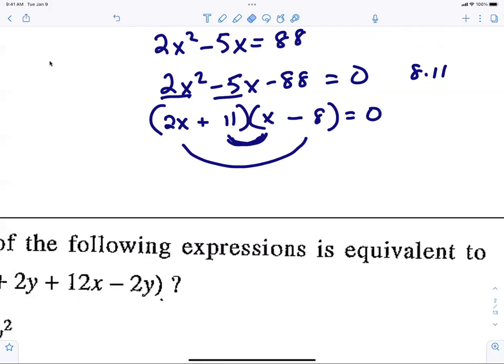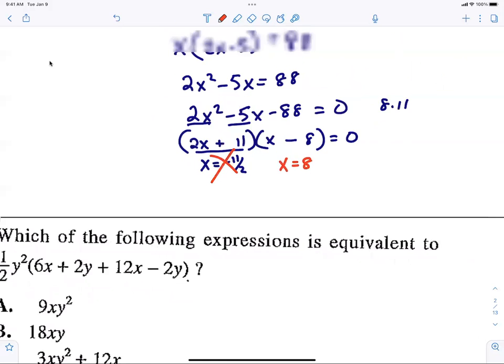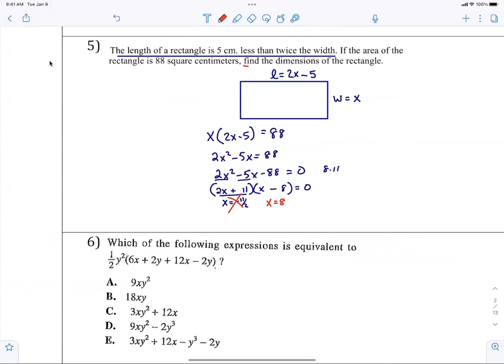Now, of course, you just solve this out. Again, I'm expecting everybody to just look at this and say x equals, what does x equal from this equation? Negative 11/2. Is that possible? Can a width be negative? No. So that's out. So the answer is x equals 8. Now we look back at the directions, and it says, find the dimensions of the rectangle. So the width is 8 centimeters. And we know if the area is 88, the length would have to be what? 11 centimeters, but we can plug 8 in and see. 8 times 2 minus 5 is 11. I just don't think that's that hard.